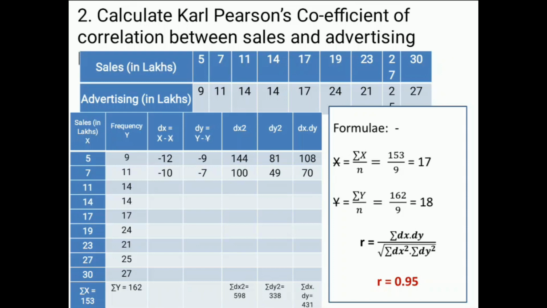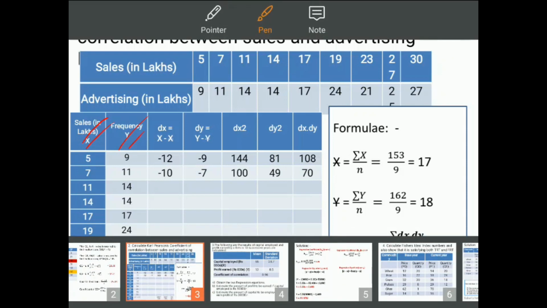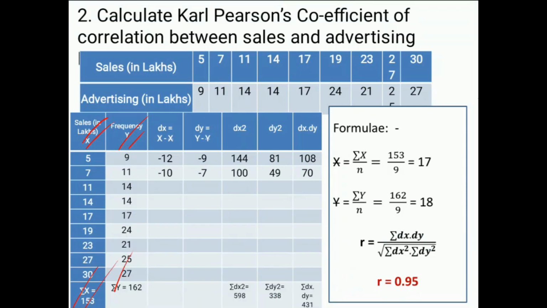Okay, we'll go with the question now. The sales figures and advertisement figures are given, written in vertical columns. Sales is taken as X value. Advertising is taken as Y. If you add all the X values, you will get summation X is 153. For all the Y values, summation Y is, sorry, not 152, it is 162.